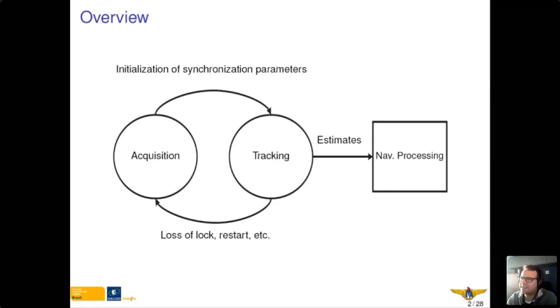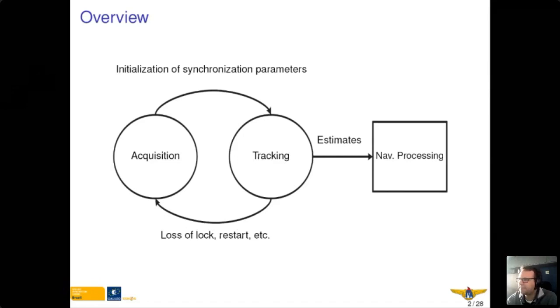For acquisition, there's the time to first fix, the TTFF. Sometimes you can find this on the manufacturers' pages. They will say, okay, cold start TTFF, warm start TTFF of the device, and this will tell you how fast you can start navigating. Okay, so this is the overview of the processing.